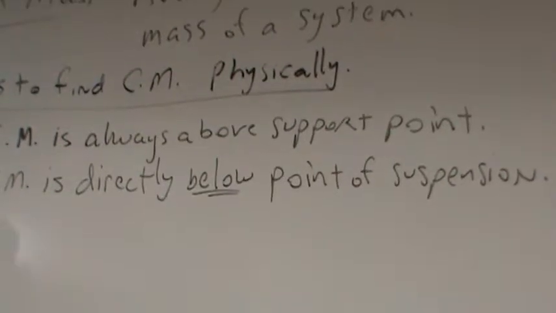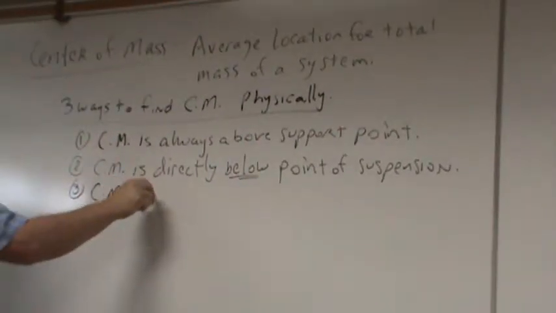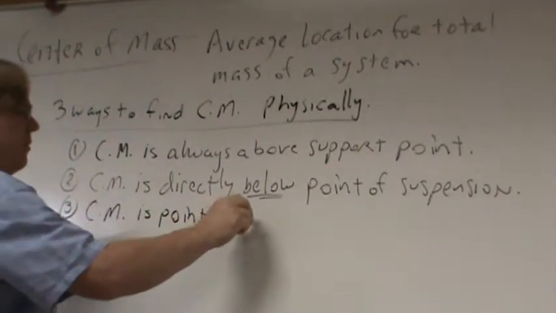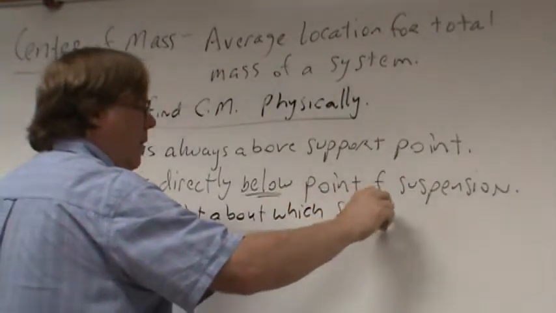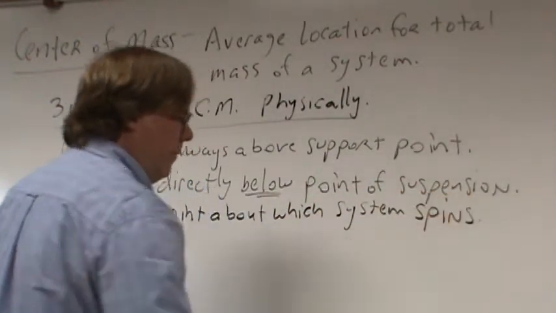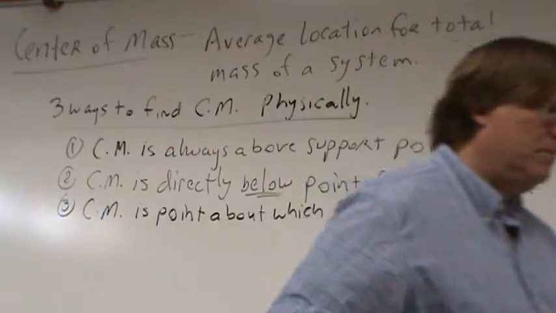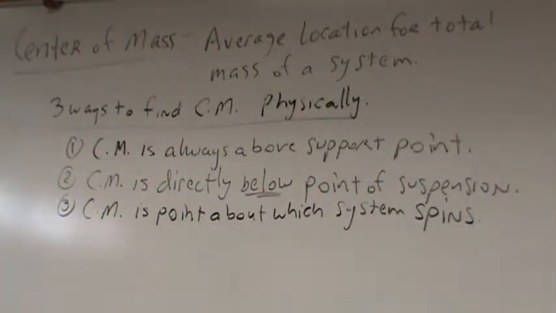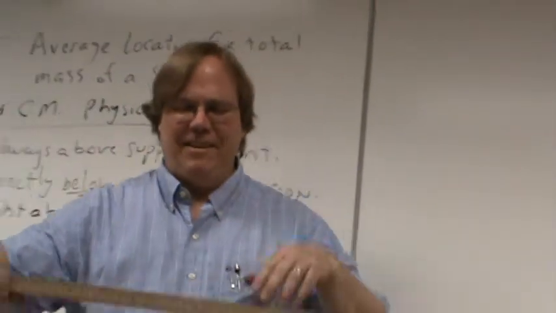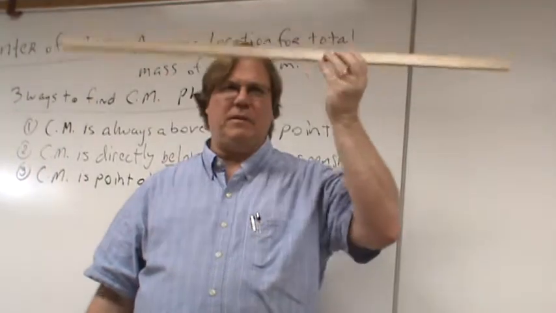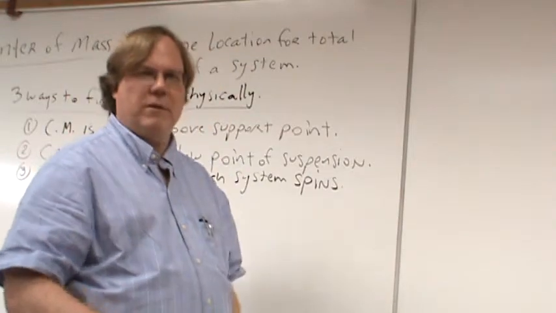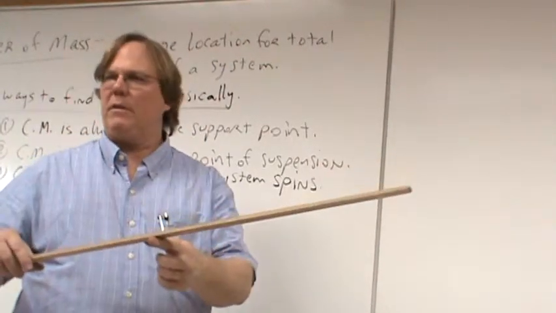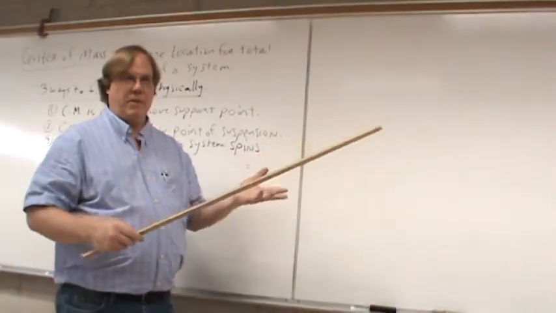Alrighty. Hey, there's a third way to find the center of mass. The center of mass is the point about which this system spins. So for example, we've already established that the center of mass of this meter stick is at the 50, correct? So if I were to spin this meter stick in the air, what point would I expect this meter stick to spin about? If you're thinking the 50, you're correct.